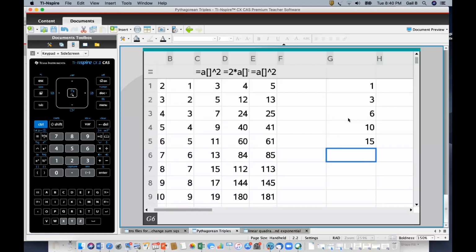Anybody want to conjecture what the next one will be? All right. Julie says triangular numbers. And it goes +2, +3, +4, +5. Awesome. So the middle column is 4 times the triangular numbers.